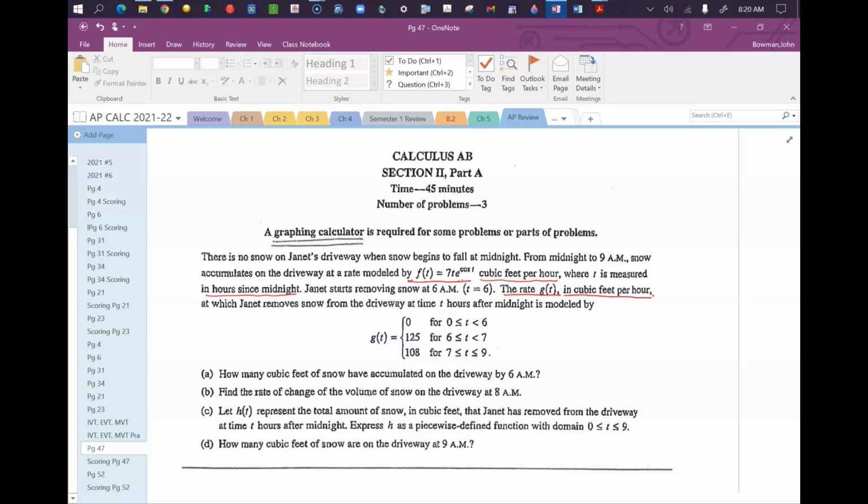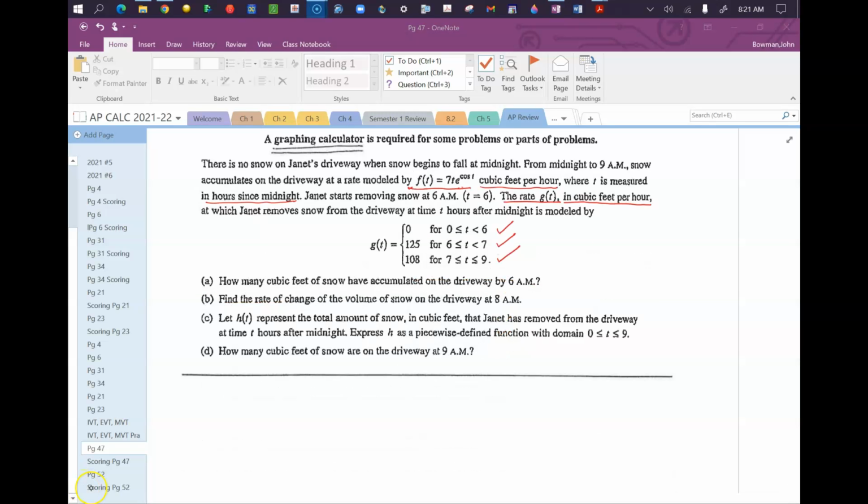So basically what this is telling us is that from 0 to 6 a.m. she is not removing snow at all. From 6 to 7 a.m. she is removing snow at a rate of 125 cubic feet per hour. And from 7 to 9 a.m. she is removing snow at a rate of 108 cubic feet per hour. Part A asks us how many cubic feet of snow have accumulated on the driveway by 6 a.m.